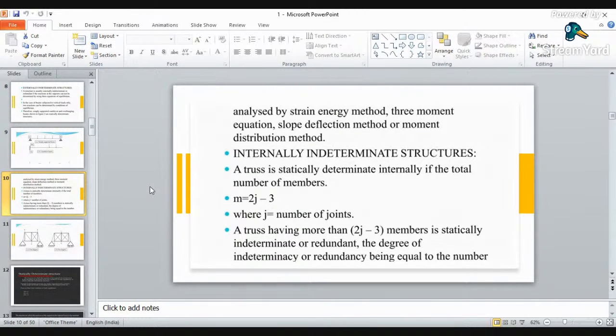Then in a truss, it is statically determinate internally if the total number of members m is equal to 2j minus 3. Okay, if a truss satisfies this condition, that is m equals 2j minus 3, then that truss will be considered a stable truss. If your number of members is less than 2j minus 3, then it will be considered an unstable member. And if m is greater than 2j minus 3, then that will be considered an indeterminate structure, and then we have to proceed with a different method for solving that indeterminate truss element.